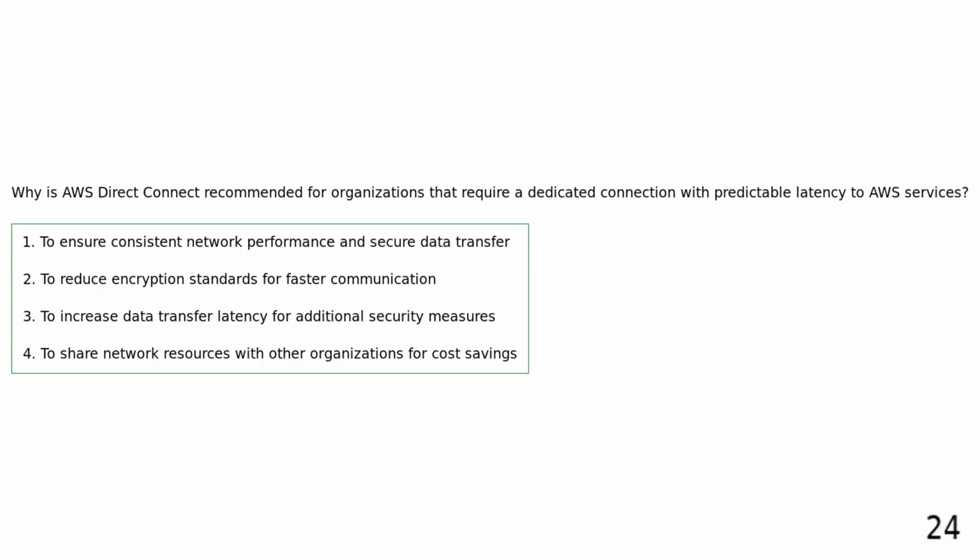Why is AWS Direct Connect recommended for organizations that require a dedicated connection with predictable latency to AWS services? To ensure consistent network performance and secure data transfer. To reduce encryption standards for faster communication. To increase data transfer latency for additional security measures. To share network resources with other organizations for cost savings.